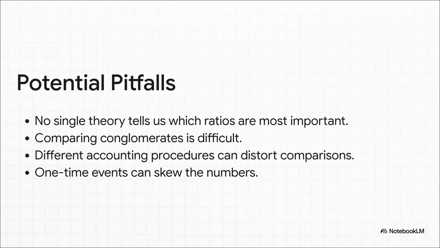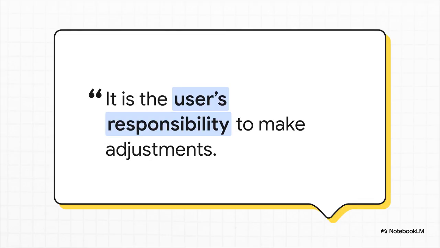And it's incredibly tough to compare a massive conglomerate that does a million different things to a smaller, focused competitor. Plus, different accounting choices can legally make two very similar companies look totally different on paper. You see, context is everything. This quote from the analyst Robert Higgins just sums it up perfectly. The financial statements, they provide the raw clues. But it is our job, the user's job, to make adjustments. We are the ones who have to apply our judgment to figure out what the numbers are really trying to tell us.